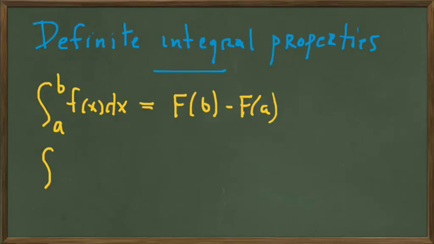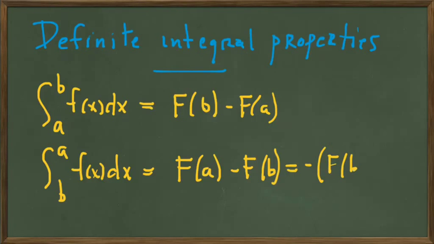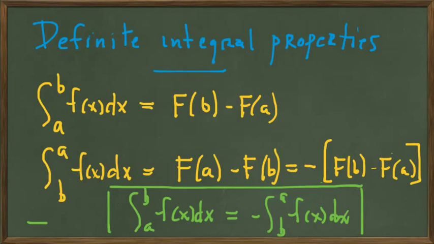If we took the definite integral between b and a of f of x dx and apply the fundamental theorem, that would then give us capital F of a minus capital F of b, which is equal to the negative of capital F of b minus capital F of a. And so therefore we can make this conclusion that when we reverse the limits of integration, that is, instead of going from a to b, we go from b to a, that changes the sign of the definite integral.